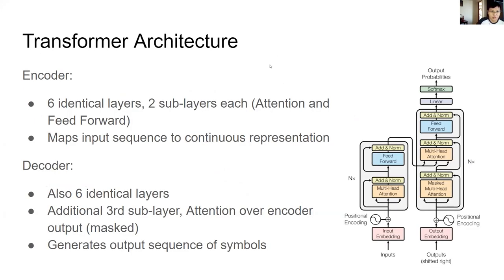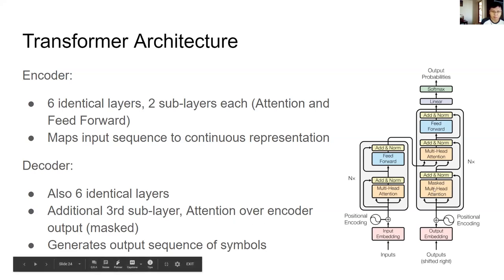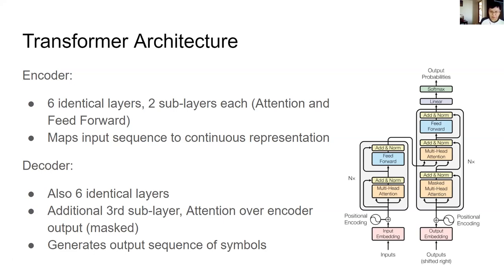Next is the transformer architecture, which you can think of as two parts. There is the encoder side, which has six identical layers. Each layer has two sub-layers: a multi-head attention and a feed-forward layer. The decoder also has six identical layers, but the decoder has an additional third sub-layer, which is a multi-head attention layer with masking. Earlier, when we talked about scaled dot-product attention, there was a masking layer in the middle.